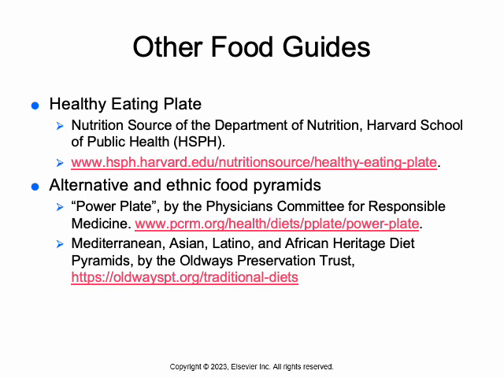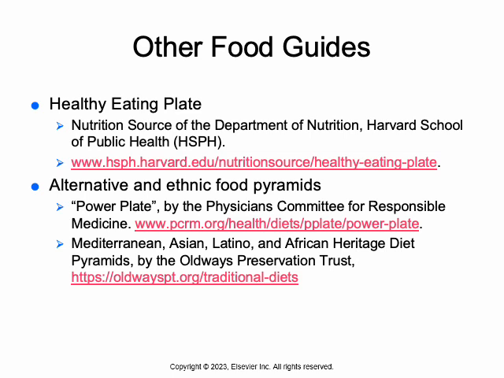There's something also called the Power Plate, which is represented by the Physicians Committee for Responsible Medicine. The Power Plate consists of whole grains, legumes, and abundant amounts of fruits and veggies. It can also be accessed on the internet if you look up pcrm.org and look up Power Plate.